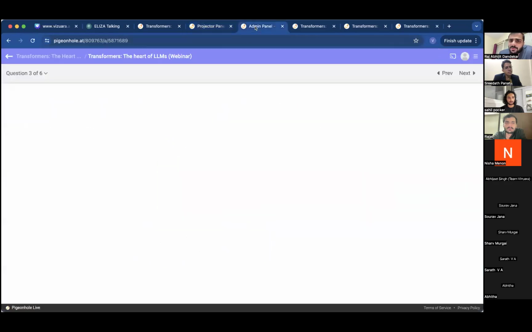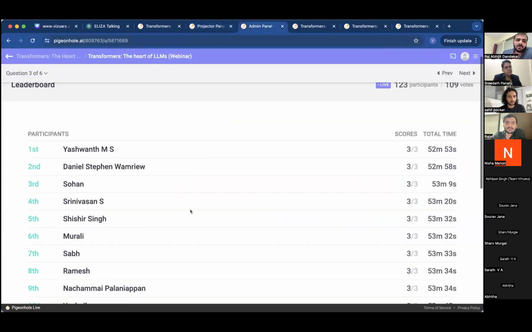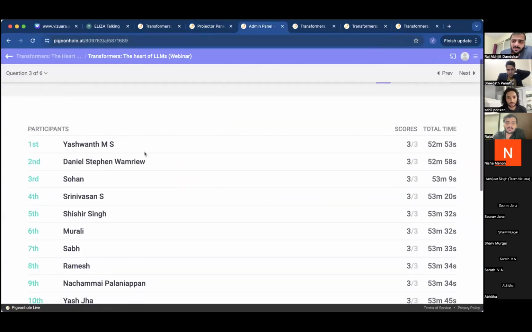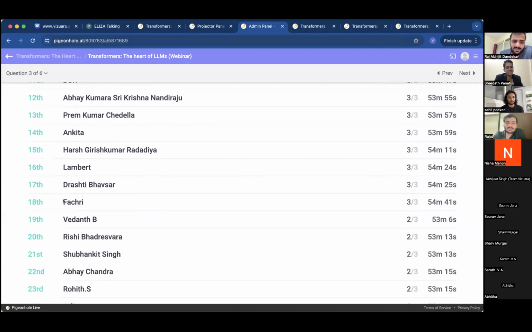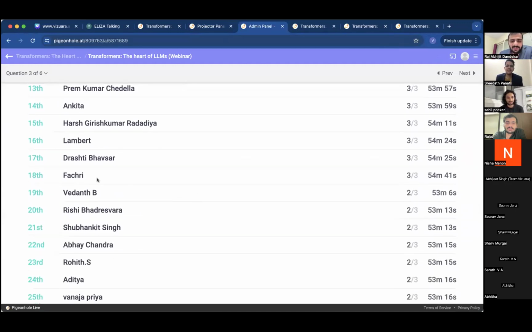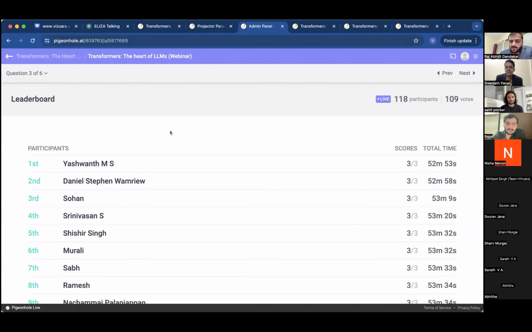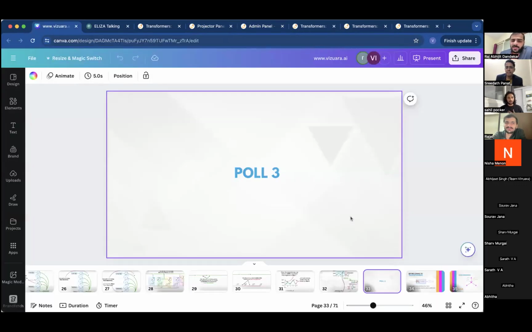Here we can see the leaderboard. As you can see, Yashwant is currently the top scorer. Actually, there are many top scorers who have got all three correct. Precisely 18 people in this call have gotten all three answers correct so far. So we'll be conducting 3 more such questions. So please be more attentive so that your rank can increase.